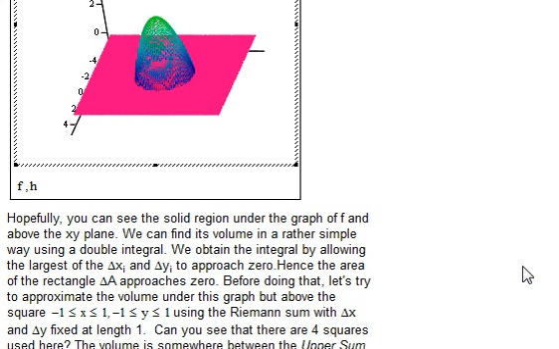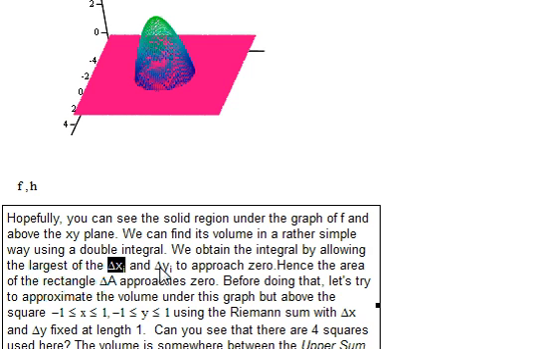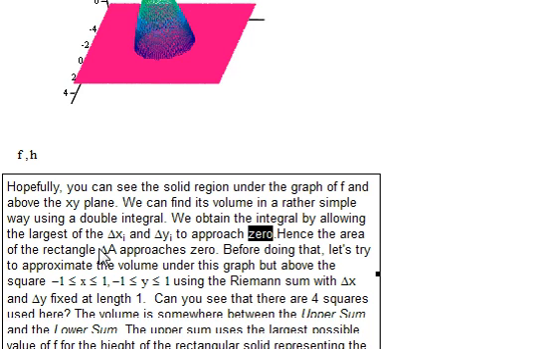So we can find this volume in a rather simple way using a double integral. We obtain the integral by allowing the largest of the delta x_i and the delta y_j in a Riemann sum to approach 0. Hence, the area of the rectangle, delta A of that particular rectangle, approaches 0.